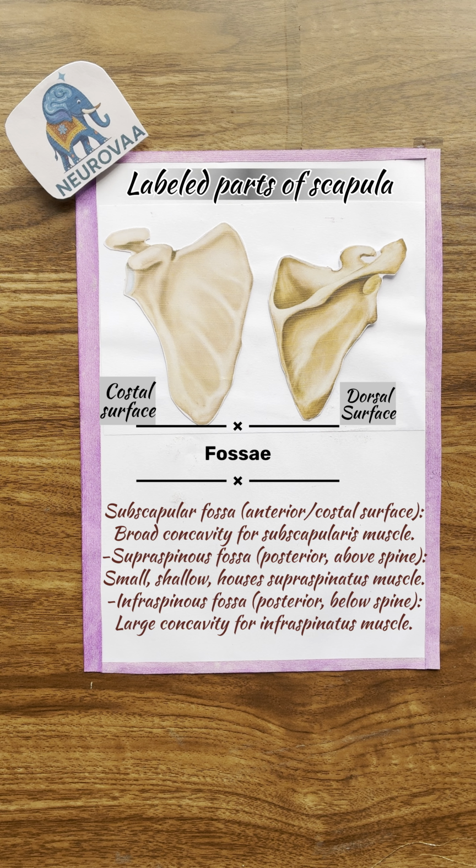Supraspinous fossa, on the posterior surface above the spine, is a small, shallow fossa for the supraspinatus muscle. And infraspinous fossa, on the posterior surface below the spine, is a large concavity for the infraspinatus muscle.